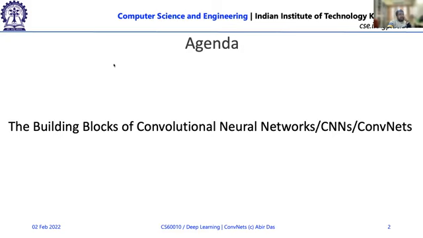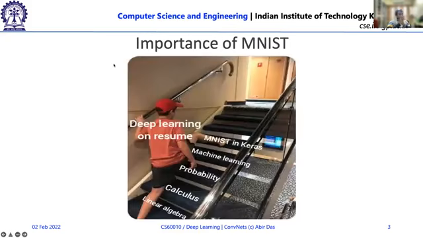Now before going there, this is a very fun slide, the importance of MNIST. As you see, if you want to have deep learning on your resume, then you can probably skip all these things, linear algebra, calculus, probability, machine learning, and just use a tool called Keras and do MNIST classification. So this is again a fun slide.